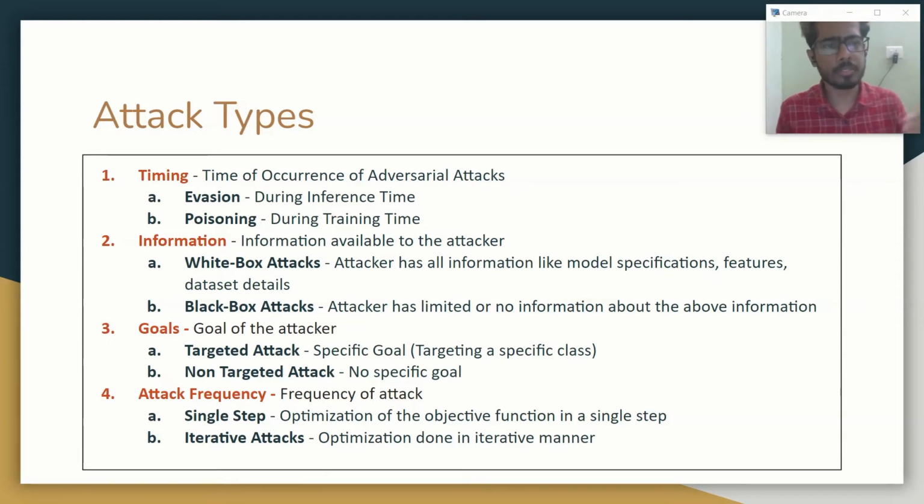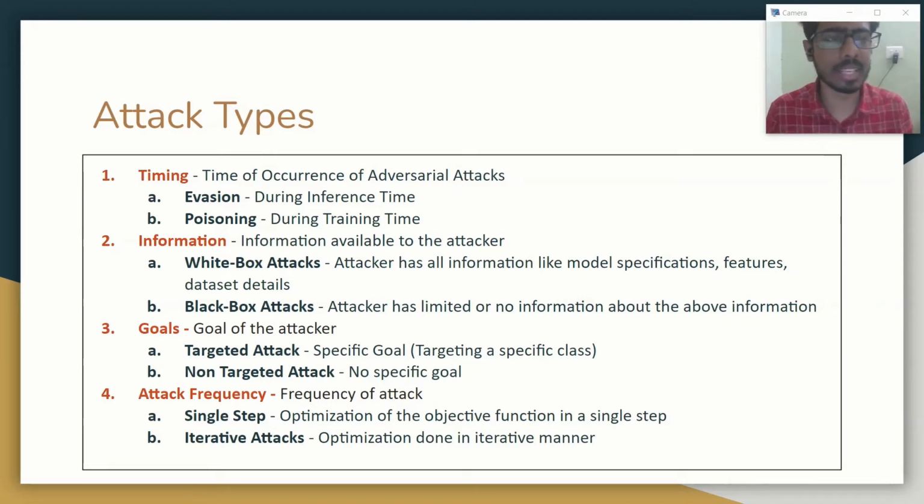Information. So how much access does the attacker have? Does the attacker have access to the model? Do they know what the architecture is? How are the weights? What are the hyperparameters? What is the optimization, or what are the nonlinear activations which are being used? Or do they not have the access? So these 2 different things are called white box and black box.